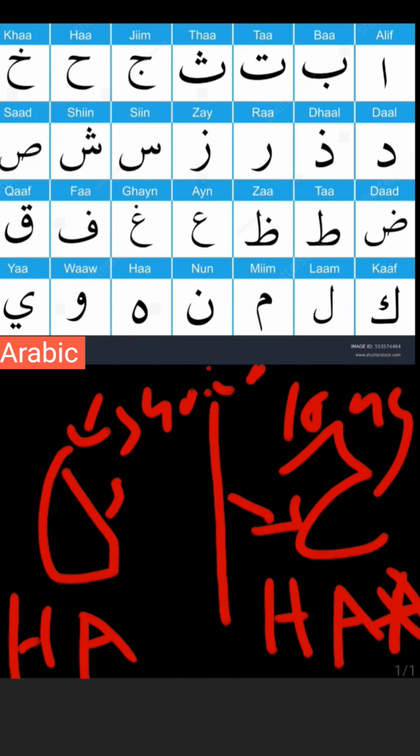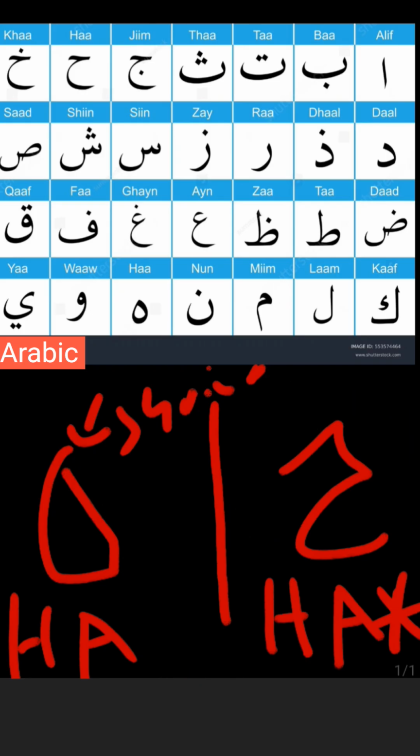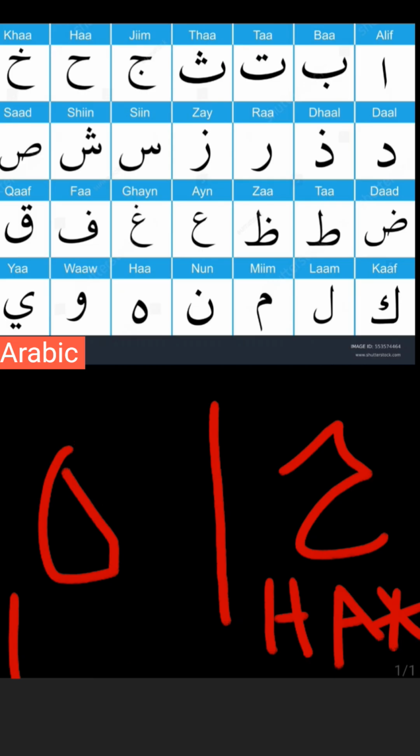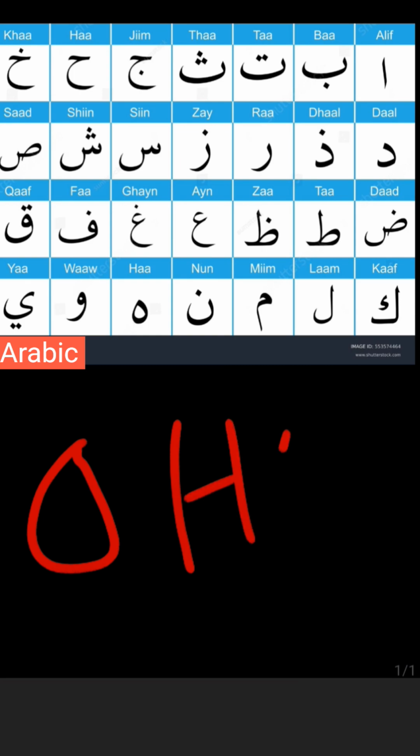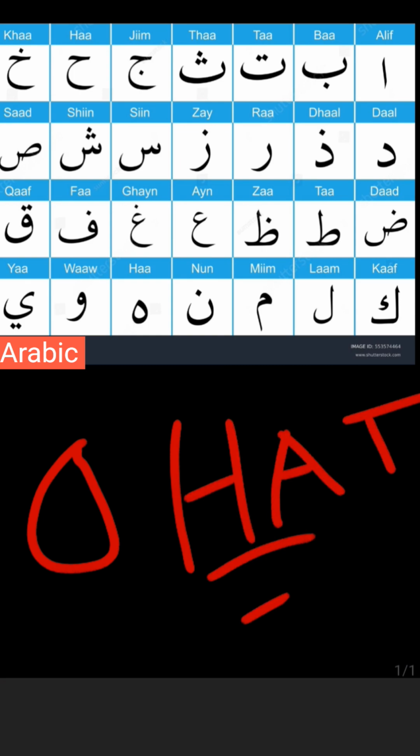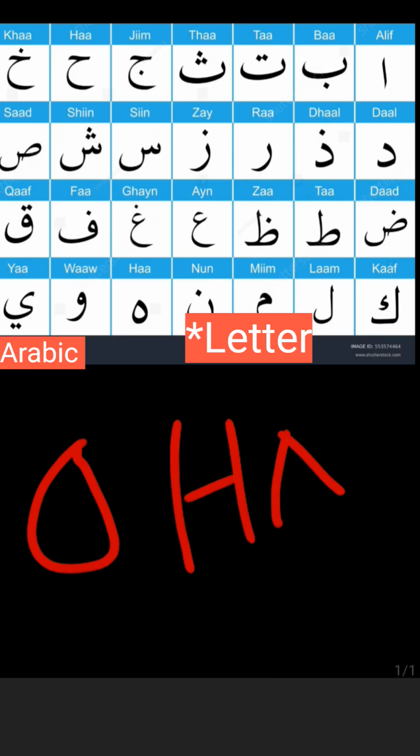The closest example word I can think of, let me just first get rid of all this, is like hat. So you say hat. You don't say hat. You say hat. Let's go to the next word.